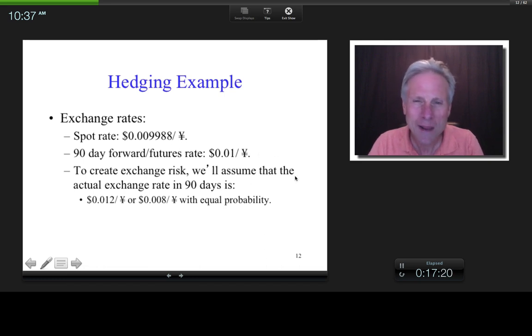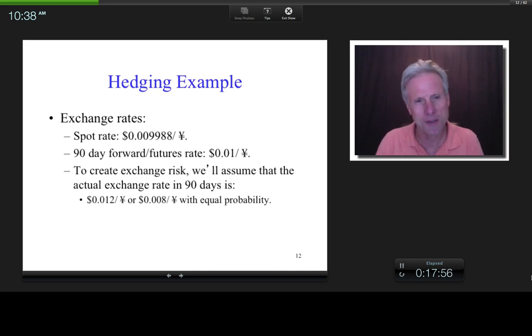But to create risk, the only part that's imaginary in this example is I'm going to have to make up what the actual exchange rate is in 90 days. So obviously I don't have a crystal ball. I don't know what that is for real, so I have to make that up, right? So imagine that in 90 days, either the yen is going to go to $0.012 per yen, or $0.008 per yen with equal probability. Okay, so in other words, that's the crystal ball part of it.